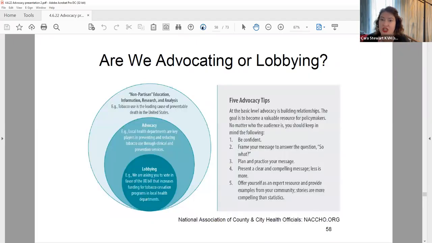So this circle, just look at this, look at the difference. Everybody can and should be doing education about what you know, because you all have expertise that no one else has, or at least no one in the legislature. And then when you're going a little bit more specific into advocacy, I hope you're all doing that.